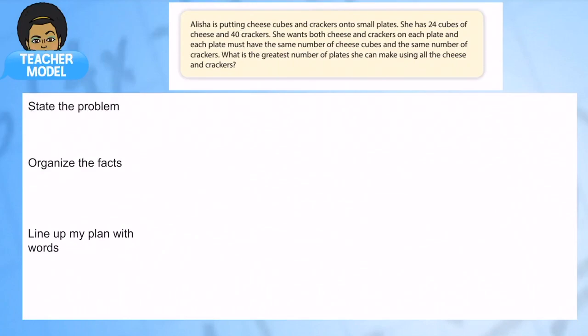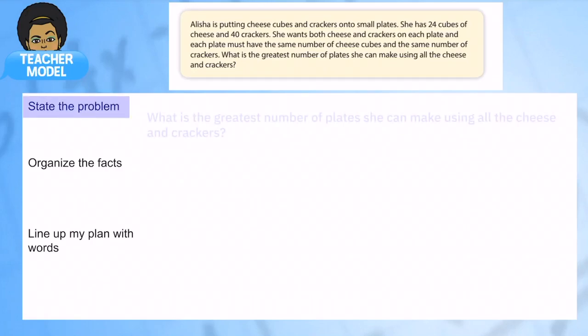Let's read the second problem together. I'll read aloud while you read in your head. Alicia is putting cheese cubes and crackers on small plates. She has 40 cubes of cheese and 40 crackers. She wants both cheese and crackers on each plate, and each plate must have the same number of cheese cubes and the same number of crackers. What is the greatest number of plates she can make using all the cheese and all the crackers?